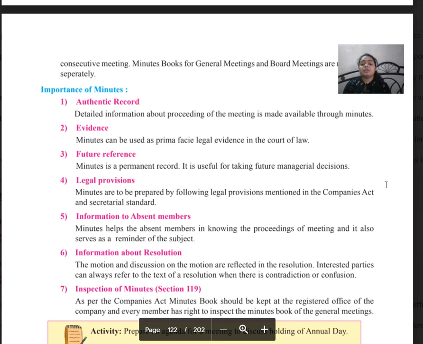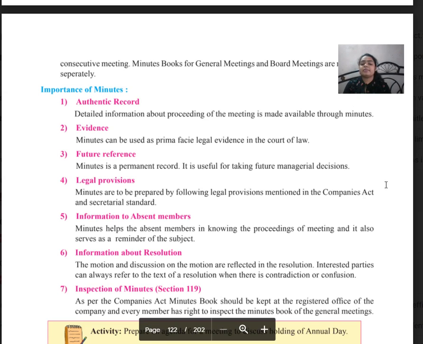Next, we have the importance of minutes. Authentic record: detailed information about proceedings of the meeting is made available through minutes. So, it is easy to see what was discussed in which meeting and what decision was taken, and it is very easy to understand why this decision was taken and how it was taken. Then, next, we have evidence. Minutes can be used as prima facie legal evidence in the court of law in case there is any problem in the business, or in case anyone files a case against the company. In that case, it shall act as evidence for the court also.